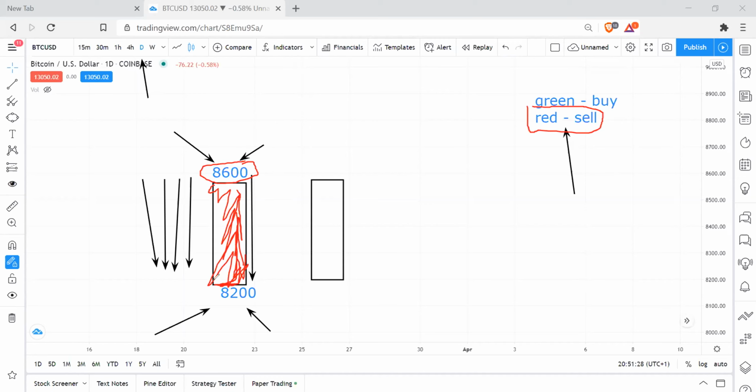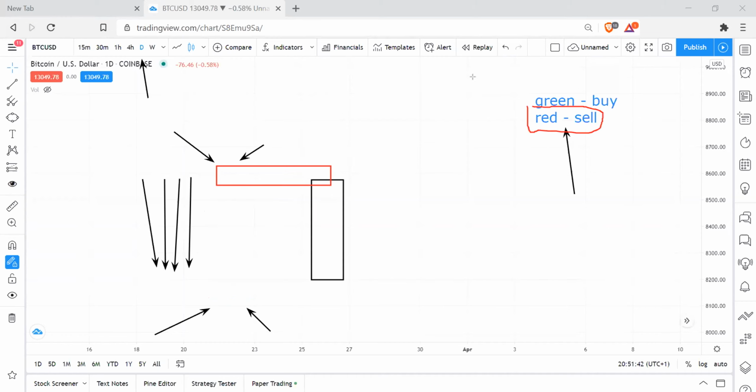So the lowest point price got was 8,002. Now, that means that we can boldly say that our candle is meant to be what color? Green? Sorry, red. Why is that? Because price reduced in value. It started up from up here, 8,006, and then started dropping.